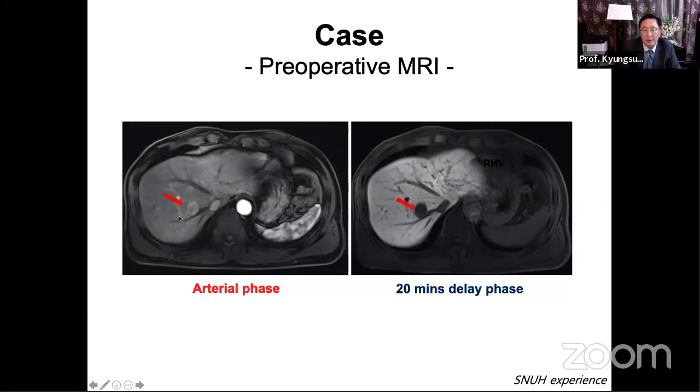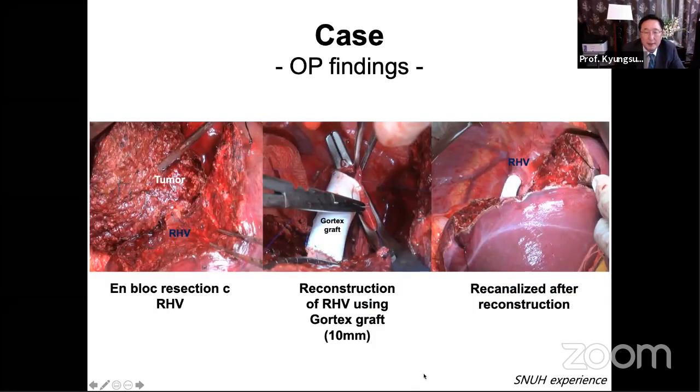But if you just resect the tumor with the right hepatic vein, the remnant right liver will be congested, because the right hepatic vein drains most of the right liver. You may consider right hepatectomy, but in this particular case, the left liver is very small, so we cannot do right hepatectomy in this patient. So my approach is that the tumor is removed with some segment of the right hepatic vein, and the right hepatic vein is reconstructed with an artificial vascular graft.